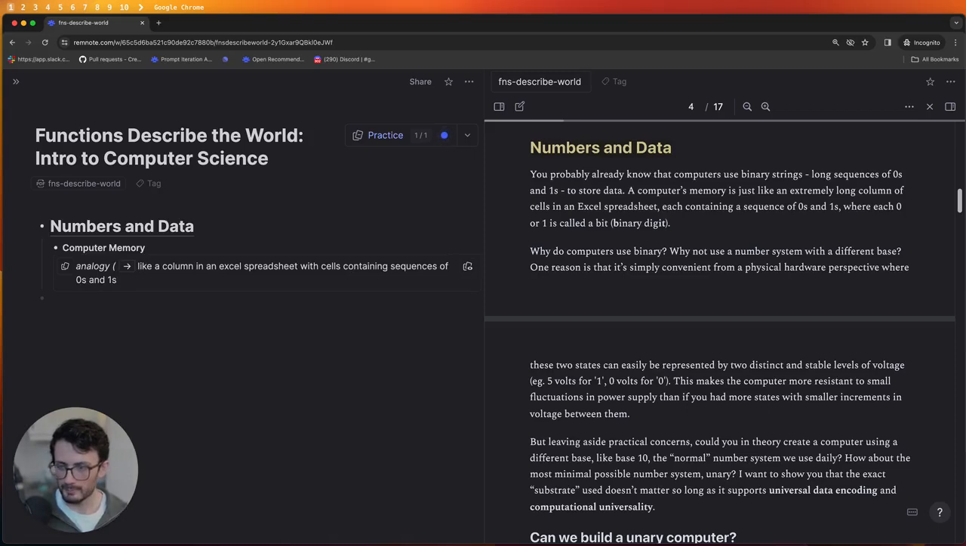So probably on the front of the flashcard, I'd want something like this, just to narrow down the possible scope of analogies without directly giving myself the answer. And then, since I've used the word Excel in the question, I can remove some of the redundant words about Excel here. So I could just say like a column with cells containing sequences of zeros and ones.